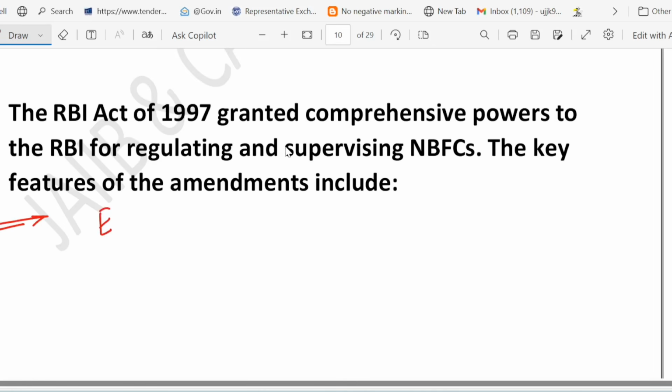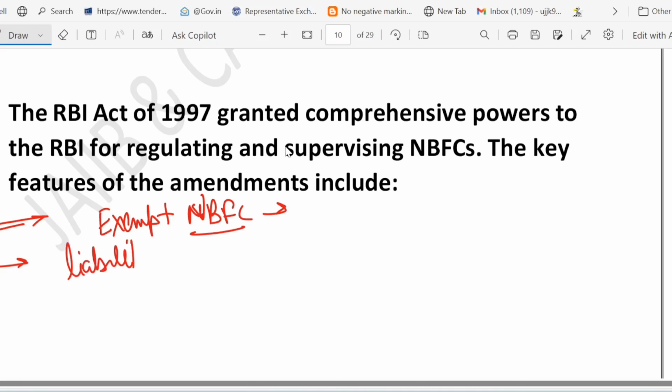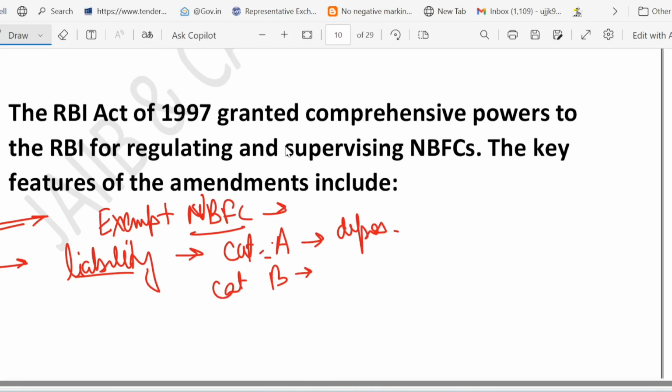First of all, we talked about the exempted NBFC. Exempted NBFCs are regulated by SEBI, IRDAI, not RBI. Then we talked about classification. One basis of classification is the liability type. On the basis of liability, we have category A, which means they take deposits, and category B, which means they don't take deposits. Since they take deposits, there are strict rules, and since they don't, lighter rules.